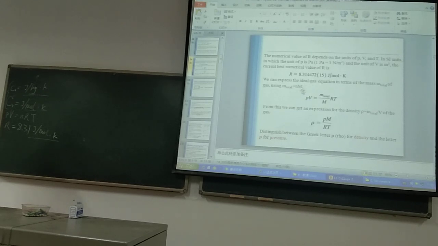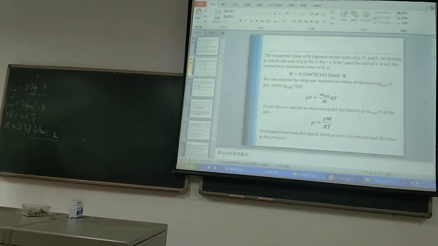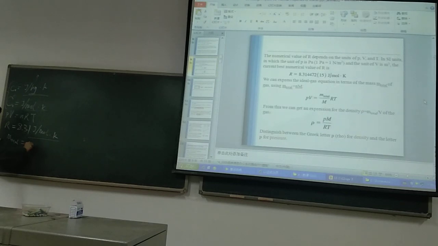We can express the ideal gas equation in terms of the total mass of gas. The overall mass can be obtained by the product of the number of molecules in moles times the mass of one mole of the molecules. An example of that is 18 grams per mole for water.